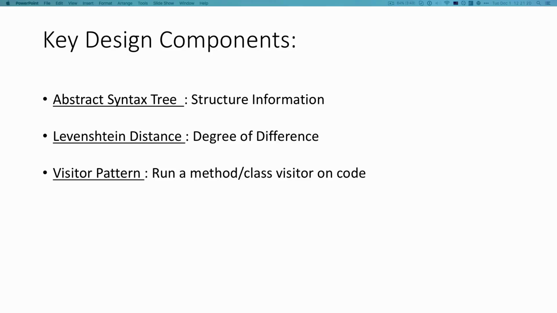These are the key design components. Here we have used an abstract syntax tree to get the structure information, and then we have used Levenshtein distance to get the degree of difference between the text or the strings. We are using the visitor pattern here to run a method class visitor on the code.